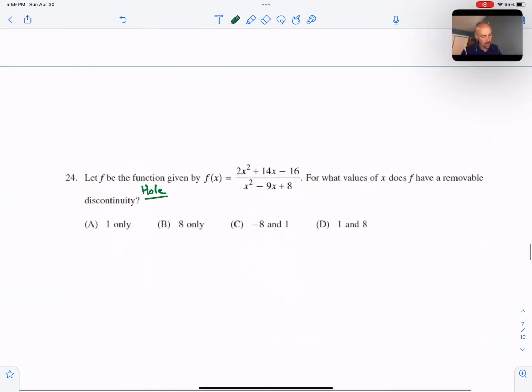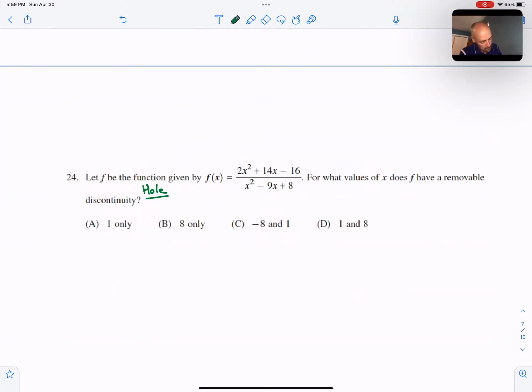Well, first thing we need to do is factor, factor, factor. So if I factor out a 2 in the numerator, I got x squared plus 7x minus 8. Will that factor again? You betcha. That looks like it's going to be what? x plus 8 times x minus 1. Is that right? Looks good.